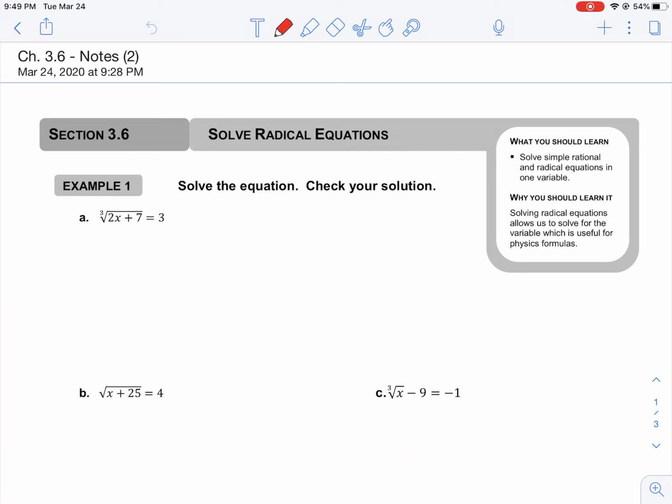All right, we're moving on to section 3.6, solve radical equations. So actually this should look pretty familiar to you. We've done something similar to this. Previously we were solving equations when it was raised to a power by taking a root, and now basically we're given a root first and you're going to solve it by taking a power.